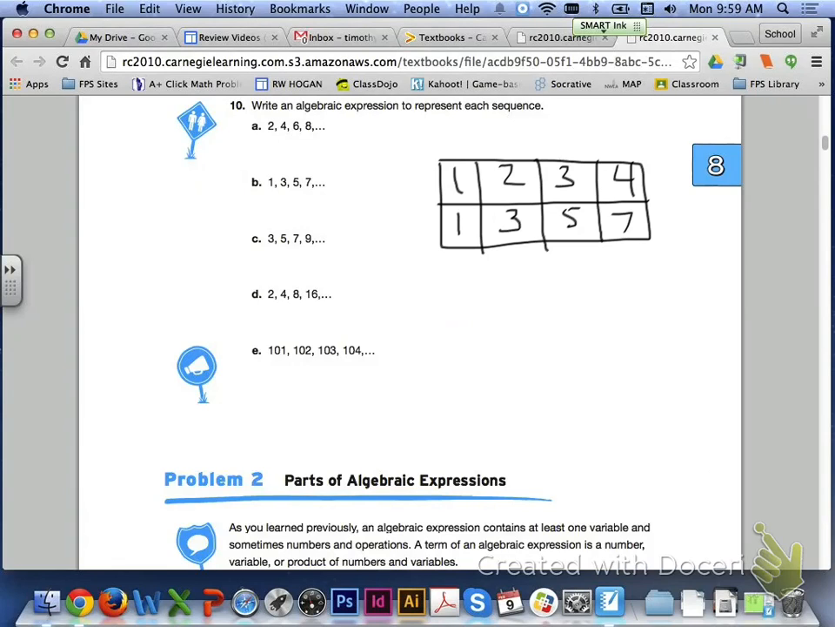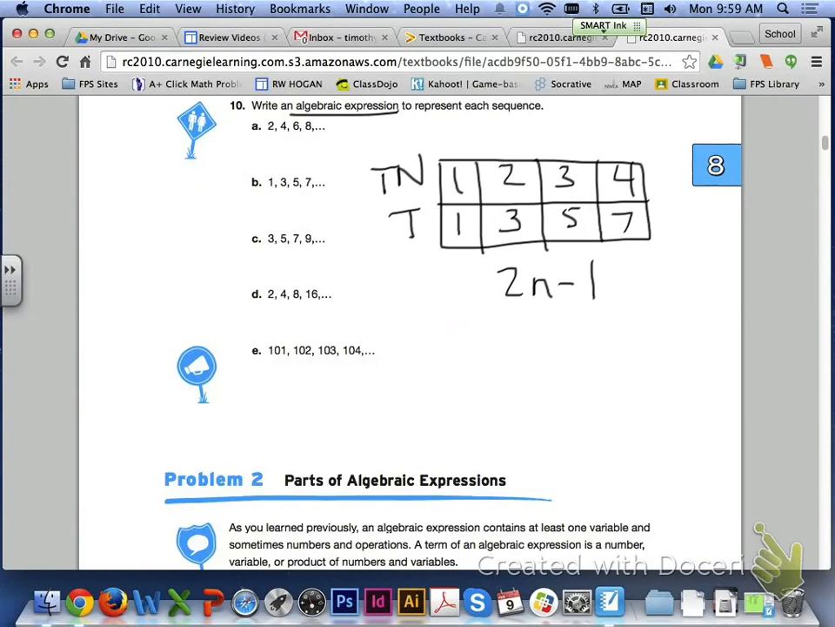So what relationship does the term number and the term have, what relationship do those two numbers have? What am I doing to the term number in order to get the term? That will help you figure out what your algebraic expression should be for letter B.